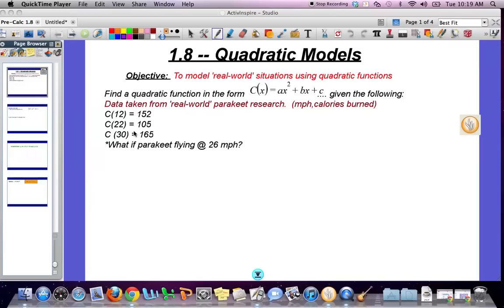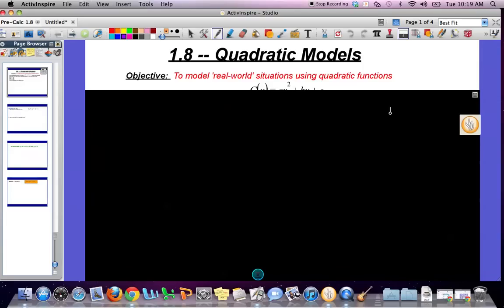Okay, so the last topic is on quadratic models, and I think we've done quite a bit on quadratics already, but we're going to try to model real-world situations using quadratic functions. We've done real-world situations with lines. I give you 2 points, you find the line that fits those.